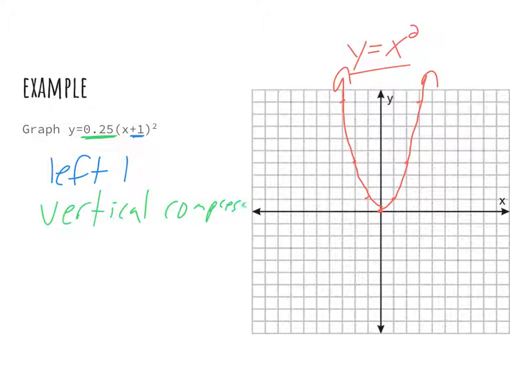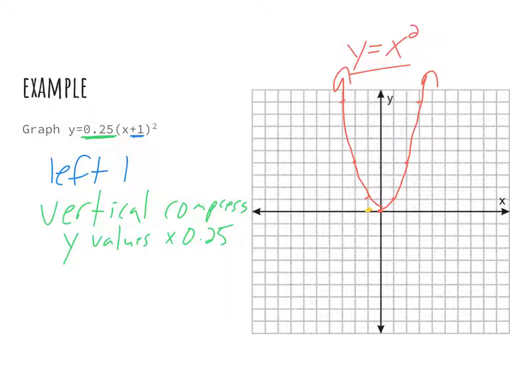So we're going to compress everything, and what that means is we're going to take the y values and multiply them by 0.25. Okay? So the first thing is we move left 1. So from the origin, we move it to the left 1 spot, right to there.